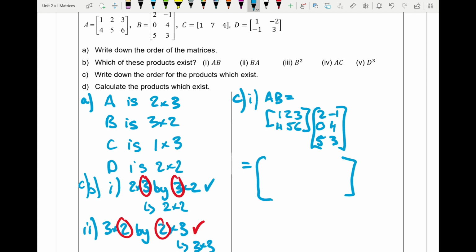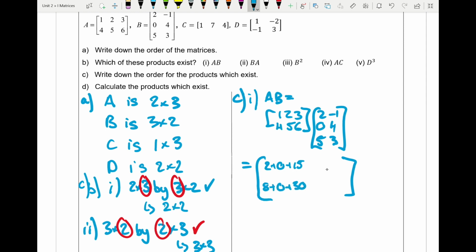And it's going to be 1 times 2. So 1 times 2 is 2, plus 2 times 0 is 0, plus 3 times 5 is 15. So what I'm doing there is multiplying each column by the row of the right matrix. Let's see that again. So for this entry here, I'd have 4 times 2 plus 5 times 0 plus 6 times 5. So that's going to be 8 plus 0 plus 30.